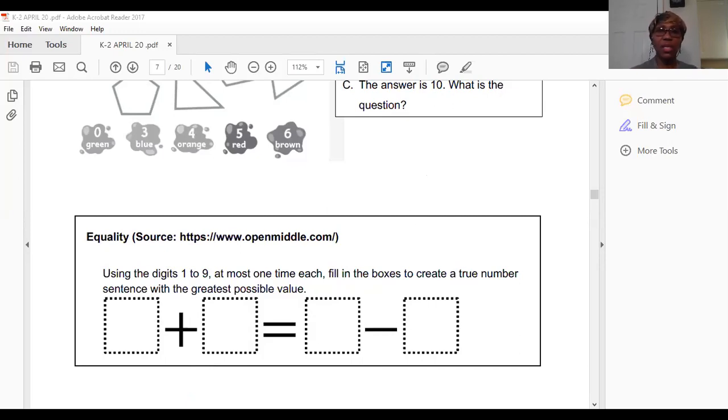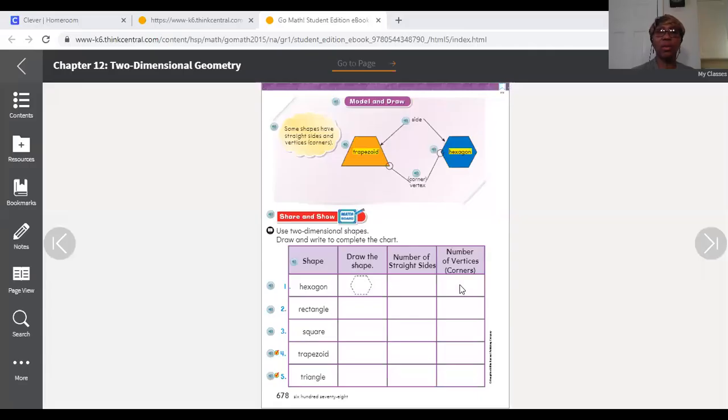Now, something else I want to share. If you have your Go Math book, look at this. Right here in the Go Math book, page 678. 678. You can't forget that. 1, 2, 3, 4, 5, 6, 7, 8. So on page 678, what does it want to do? Use two-dimensional shapes, draw and write to complete the chart.